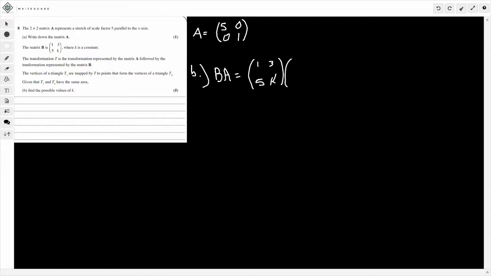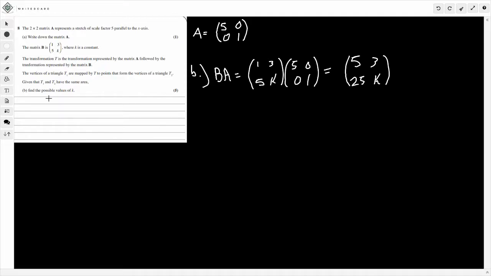times 5, 0, 0, 1, and that's going to be equal to, so obviously just do this 2 by 2 matrix multiplication, 5, 3, 25, K. So I'm assuming that you're okay multiplying the two matrices. So for example, you're going to do 1 times 5, and then 3 times 0. So you add them two elements. So 1 times 5 plus 3 times 0 is just 5. So that's your first element, for example. And you're going to do that for all elements in the 2 by 2 matrix. So that's the first bit that we need. We need this matrix here, BA.